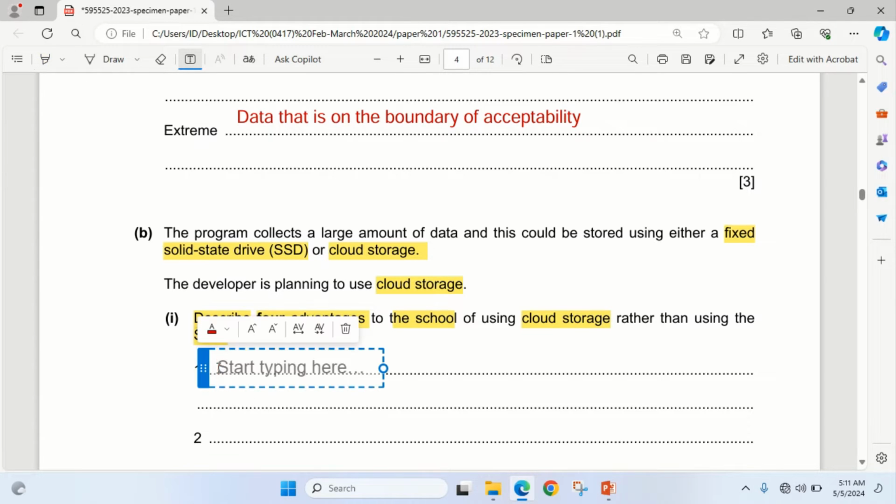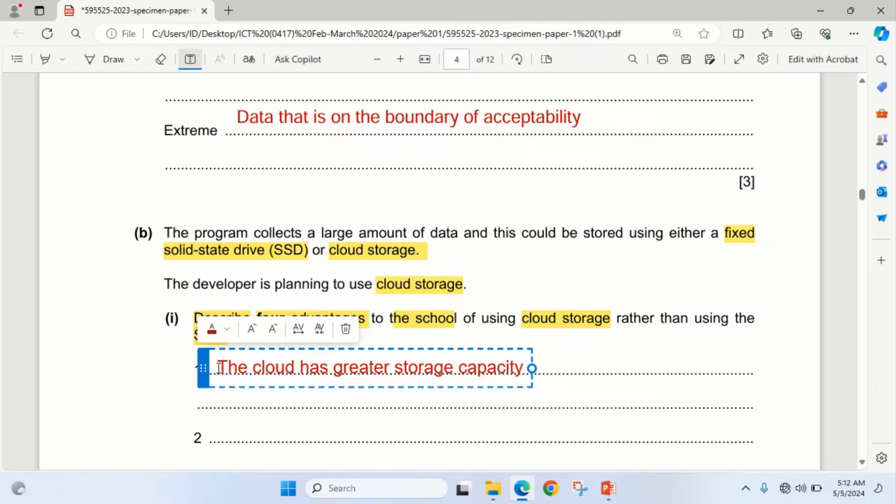So the first point, you could say that the cloud has greater storage capacity. That's an advantage to the school. The cloud has greater storage capacity. That's an advantage to the school because there are many students, many staff that want to store.